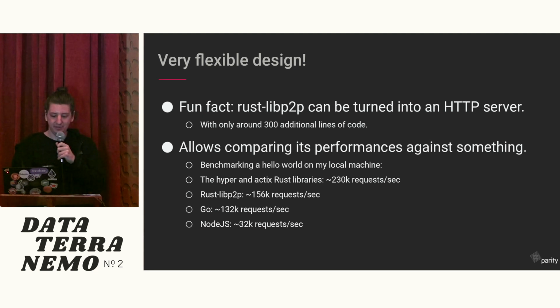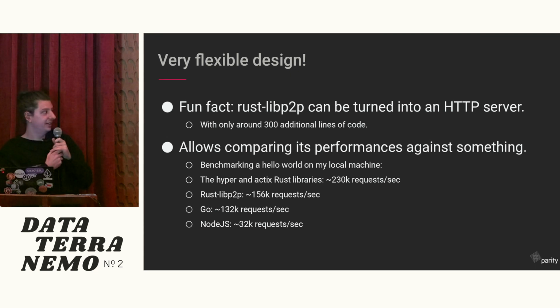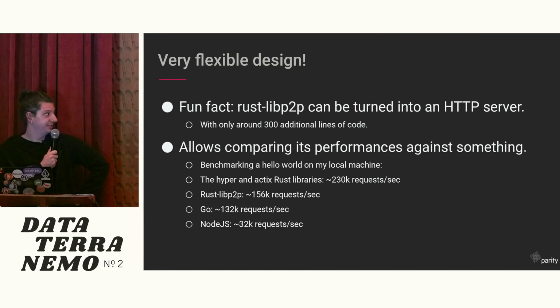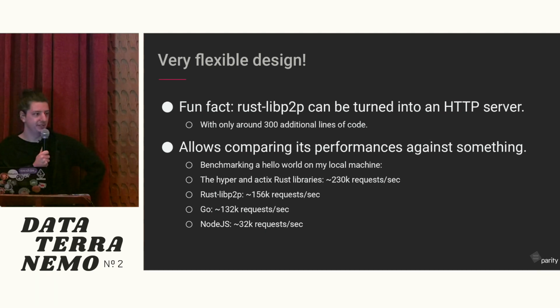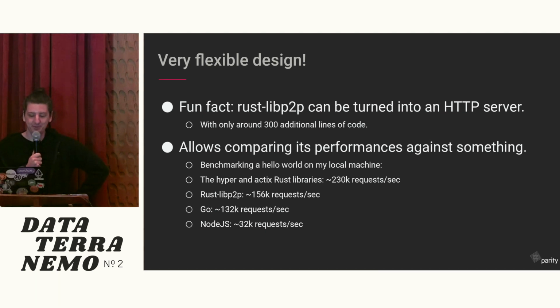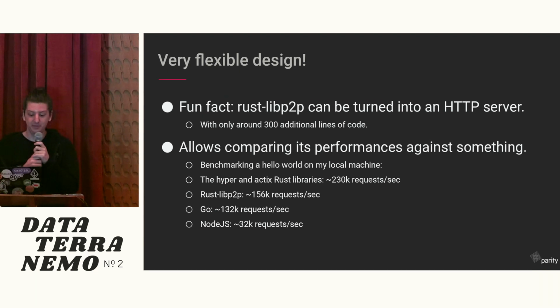And that's a very flexible design. Rust libp2p in general has a very flexible design. Fun fact, Rust libp2p can be turned into an HTTP server. Why did we do that? Because it's only 300 lines of code. There's no reason for doing that other than fun. We're not going to use Rust libp2p for HTTP.